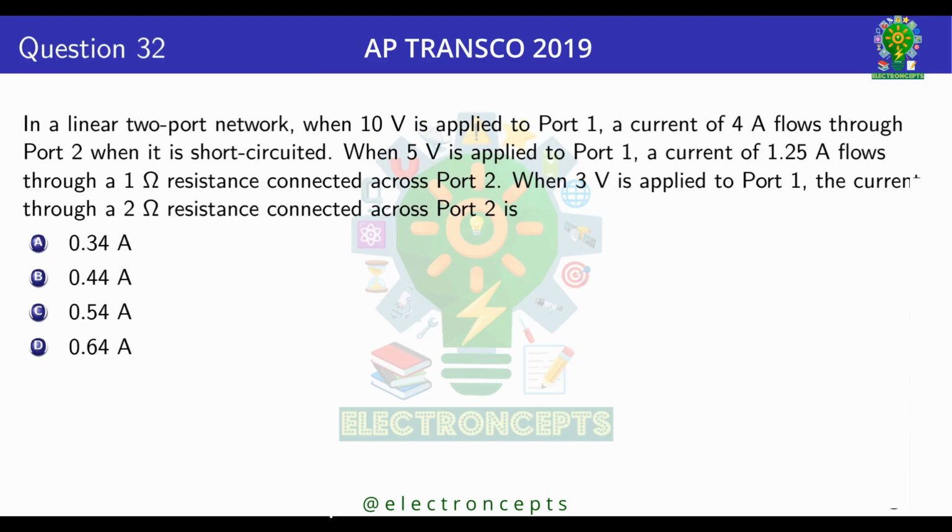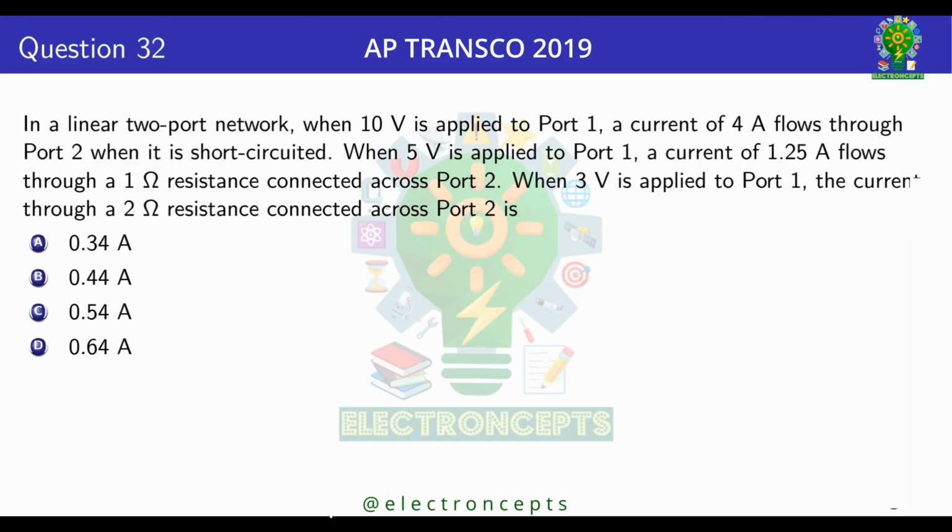Question number 32. In a linear two-port network, when 10 volts is applied to port 1, a current of 4 amps flows through port 2 when it is short-circuited. When 5 volts is applied to port 1, a current of 1.25 amps flows through a 1 ohm resistance connected across port 2.